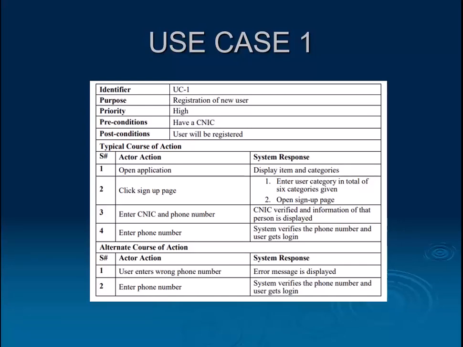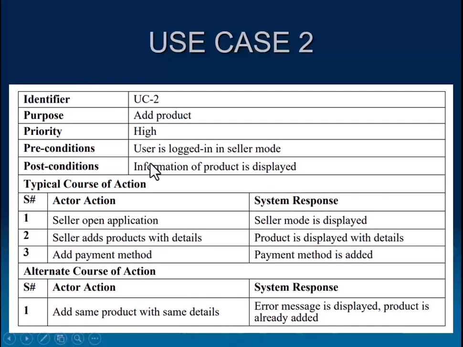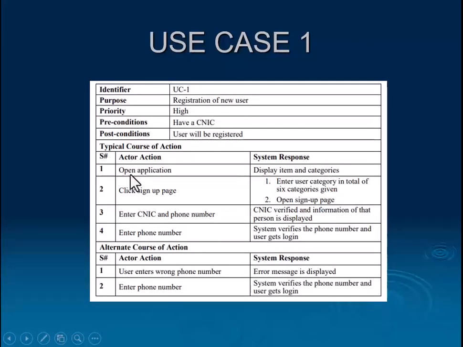The preconditions of that use case are that the user must have a CNIC. And the post condition is that the user will be registered successfully. So the type of actions needed are: open application. So these are the actor actions. The first action is that the actor will open the application, and the system response to that actor action is to display items and categories.